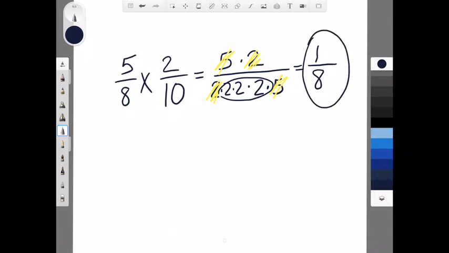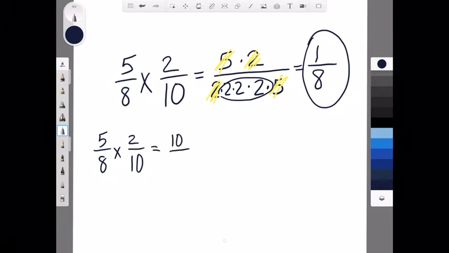Now I'll show you why that works. So let's go ahead and just multiply straight across. 5 times 2 is 10. 8 times 10 is 80. Let's simplify by writing the prime factors. Well, the factors of 10 are 5 and 2, so 5 times 2.